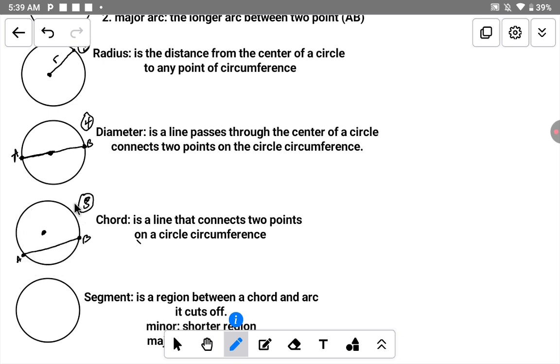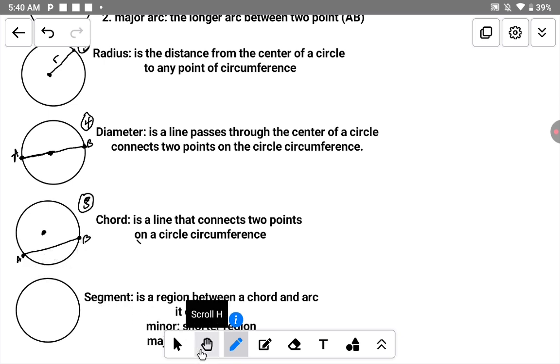And if you look at this place here, we have the major here. The reason I mention the chord is because this region here is called a segment. This region is a segment because it is the region between a chord and this part of the circumference, which is also called an arc. So the region from this chord to this arc is called a segment.